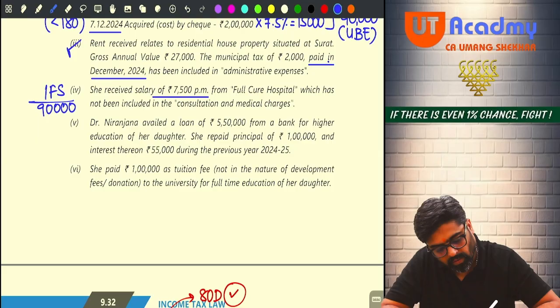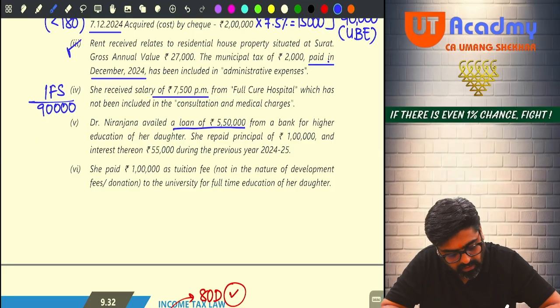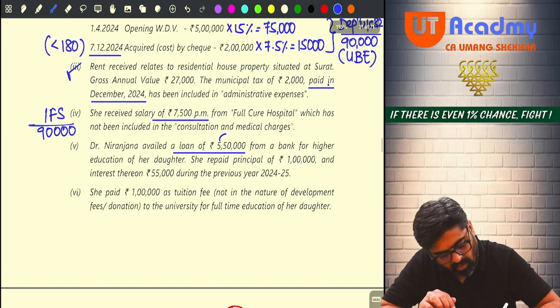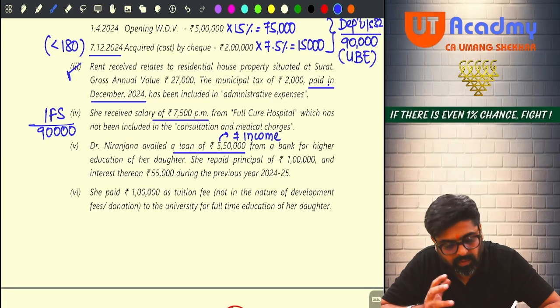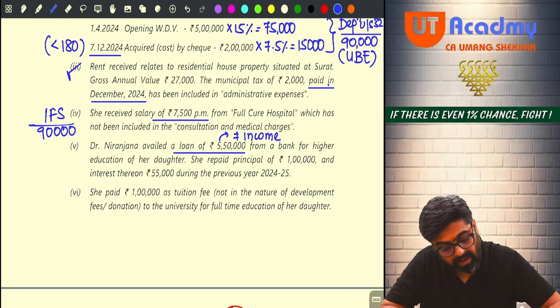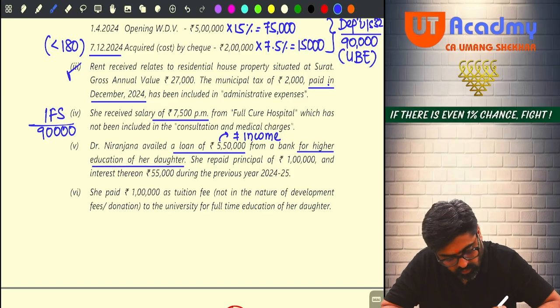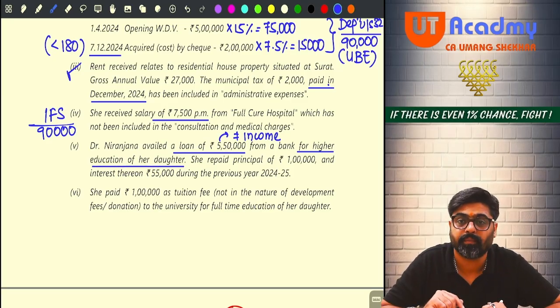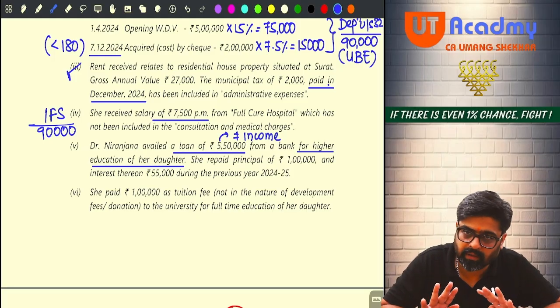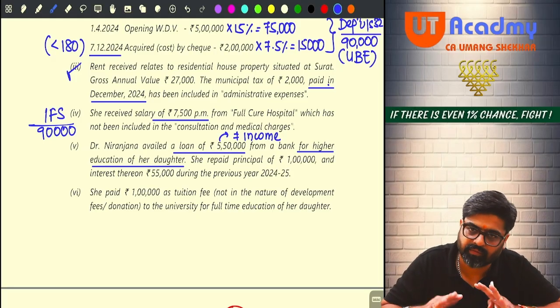Now see, Dr. Niranjana availed a loan of rupees 5 lakh 50 from a bank for higher education of her daughter. 5 lakh 50 is a loan, no? By the way, a loan is not an income. Ignore this 5 lakh 50. We don't have to do anything for it. It is a higher education loan, not an income. No need to do anything. You have to ignore it.